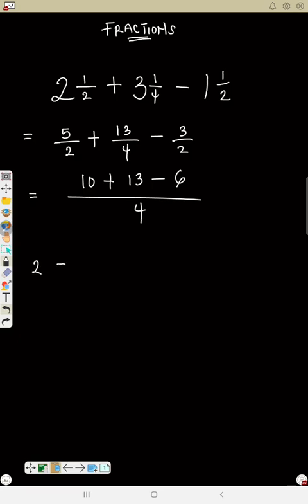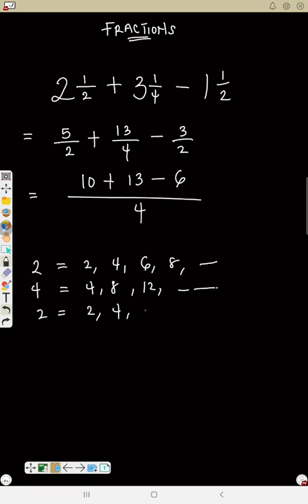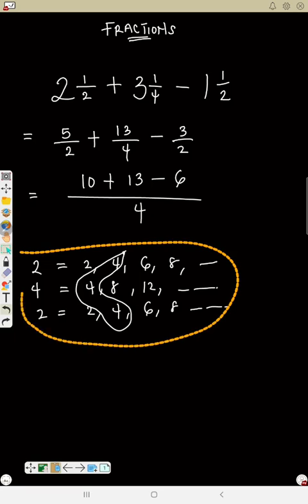Now what are the multiples of 2? 2 times 1 is 2, 2 times 2 is 4, 2 times 3 is 6, 2 times 4 is 8, like that. What are the multiples of 4? 4 times 1 is 4, 4 times 2 is 8, 4 times 3 is 12. Look at all the multiples. The lowest common multiple is 4. That means the LCM is 4, like that.